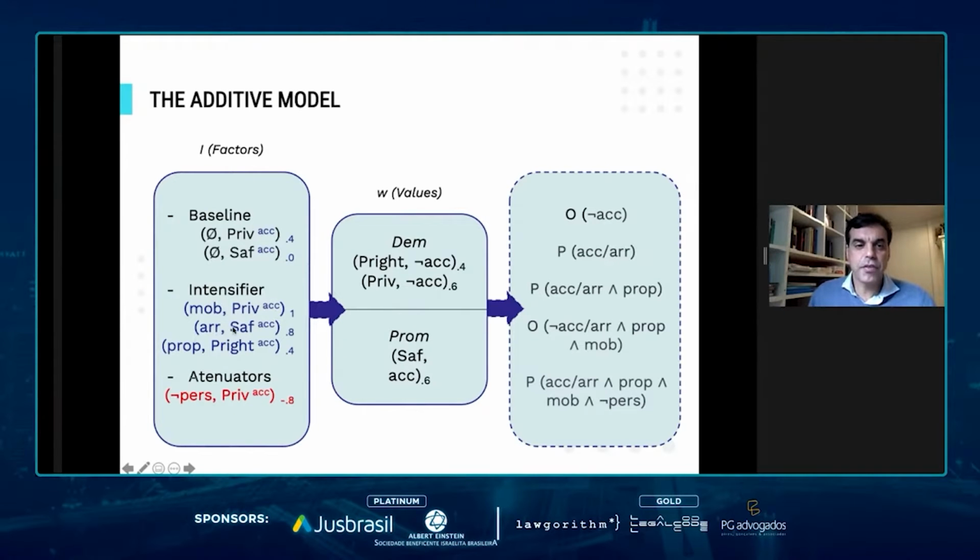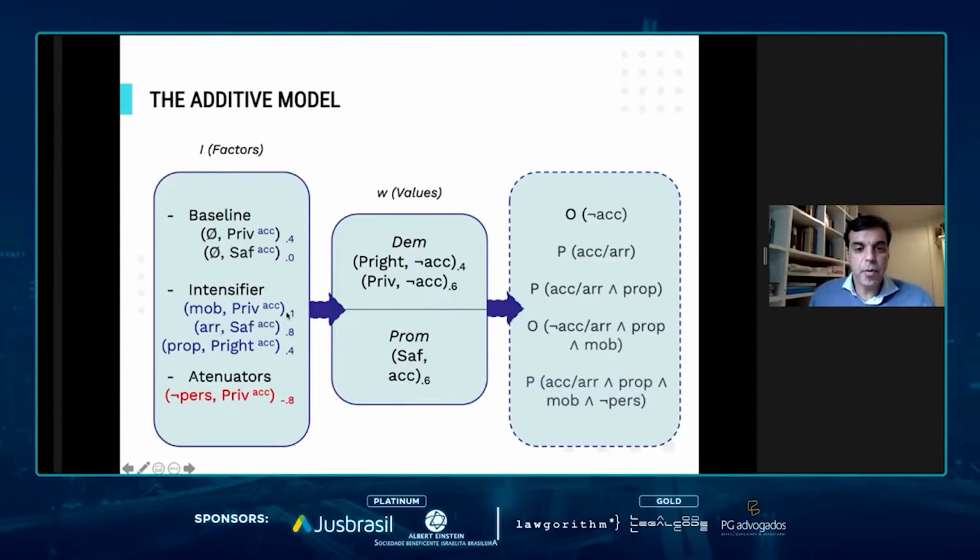And if we now move to a consideration of property rights, the factor that there is a property item now affects the demotion of property rights, but it's not yet sufficient to beat the promoted values. And therefore, it is still permitted to access the items if there is an arrest and it's a property item.